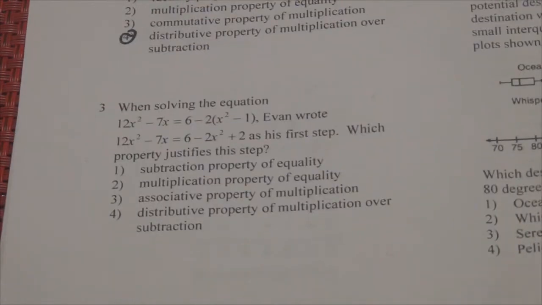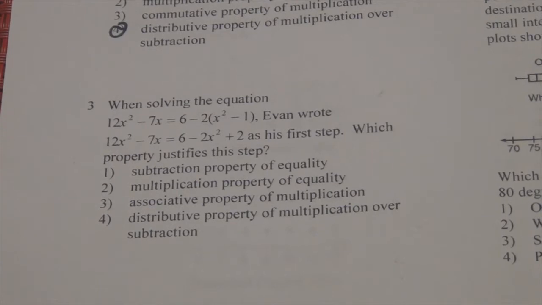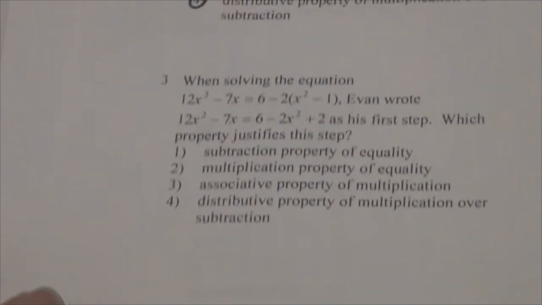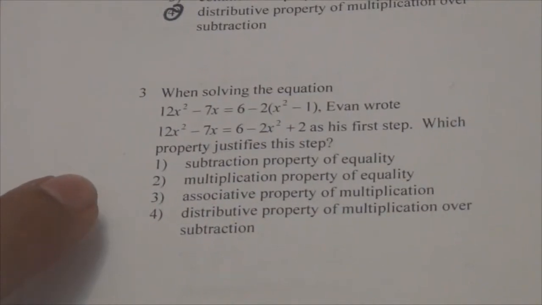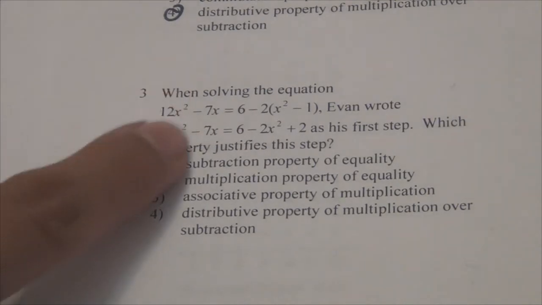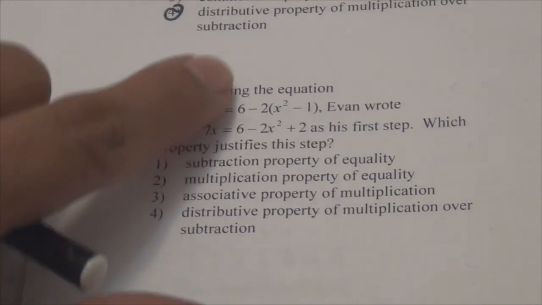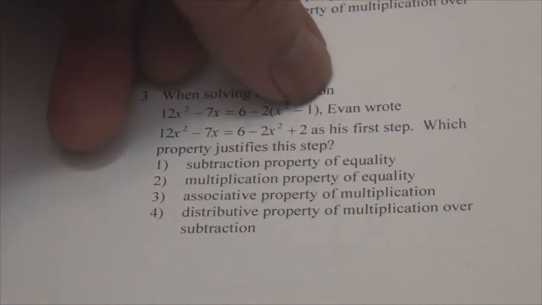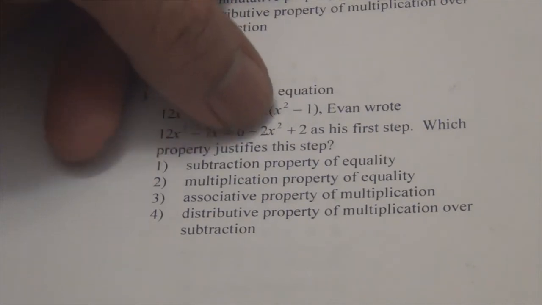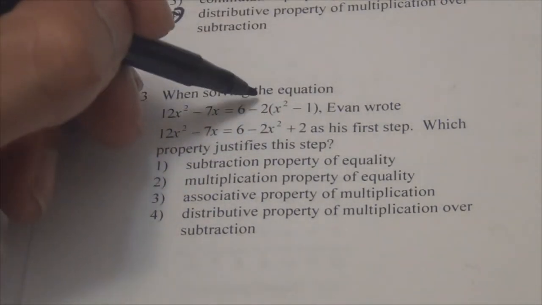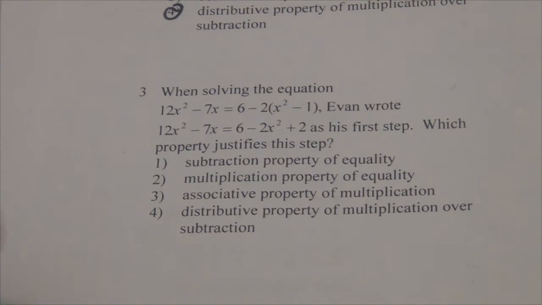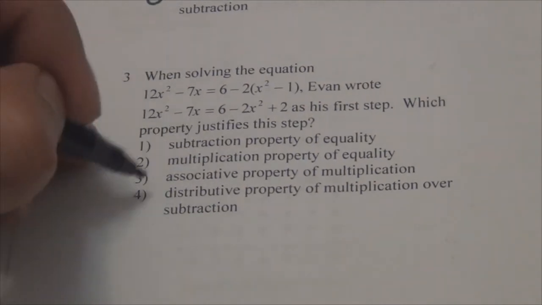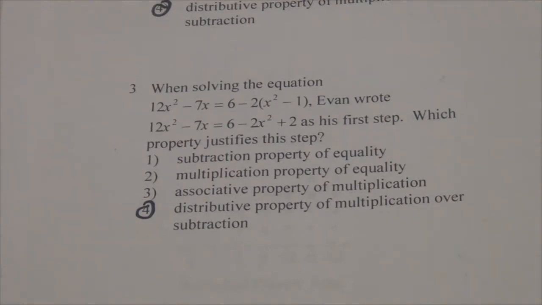Alright, let's move on to problem number 3. When solving the equation, and we have this equation over here, Evan wrote the following. 12x squared minus 7x, nothing changed, equals 6 minus. But now look, the parentheses disappear, and the 2 became 2x squared. That means 2 times x squared is 2x squared. Negative 2 times negative 1 is positive 2. Doesn't that look like this property? Yes, distributive property.